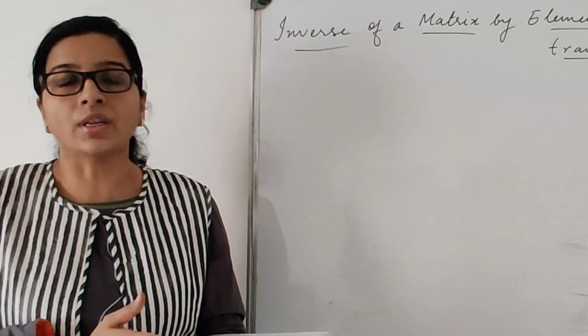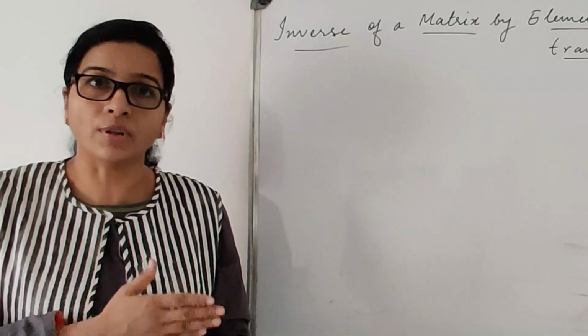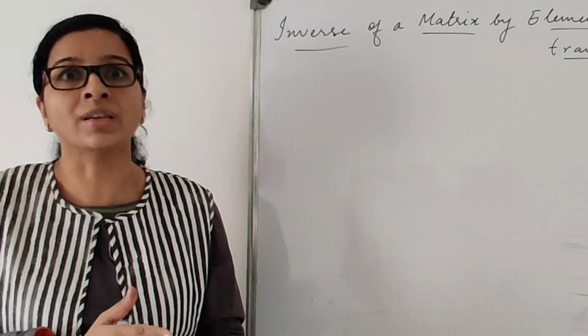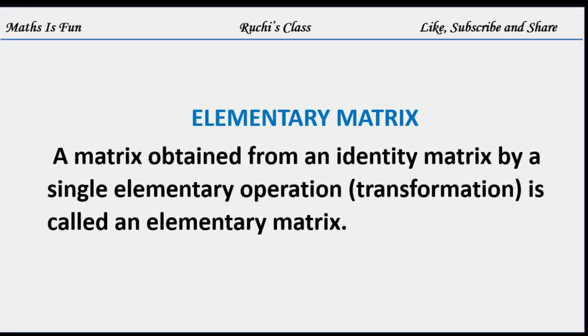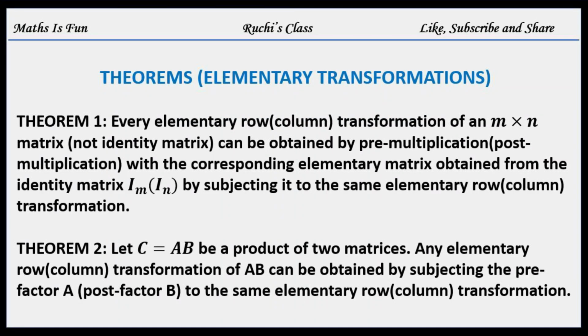We have used all these things in the properties of the determinant. Same thing we are going to use in the matrix. Elementary matrix: a matrix obtained from an identity matrix by a single elementary transformation is called an elementary matrix. Theorem 1: every elementary row transformation of an m cross n matrix can be obtained by pre-multiplication or post-multiplication with the corresponding elementary matrix obtained from the identity matrix by subjecting it to the same elementary row or column transformation.